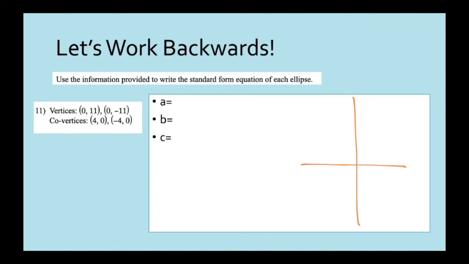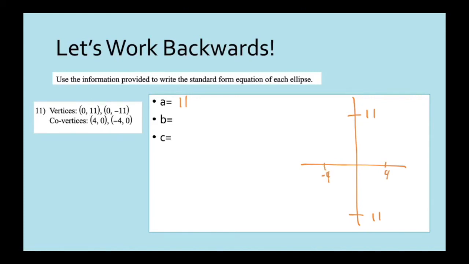0, comma 11 is up here, and 0, comma negative 11 is down here. That's my vertices. That means my a value is 11. Then they gave us the co-vertices. The co-vertices are 4 and negative 4. That's out here.